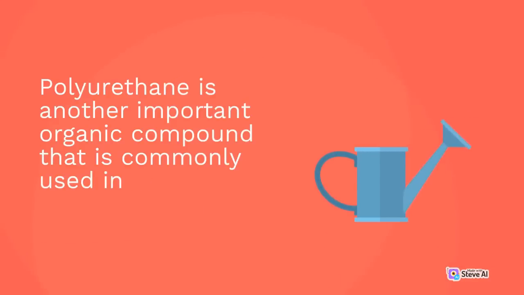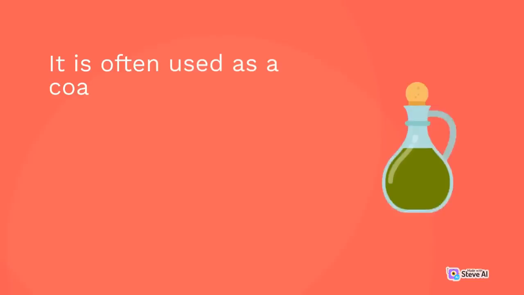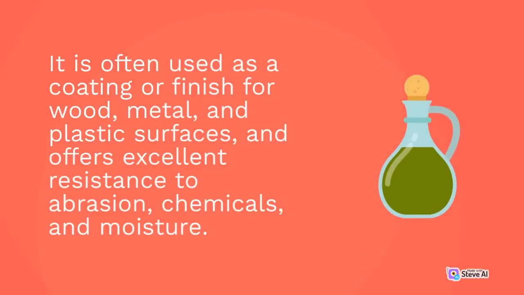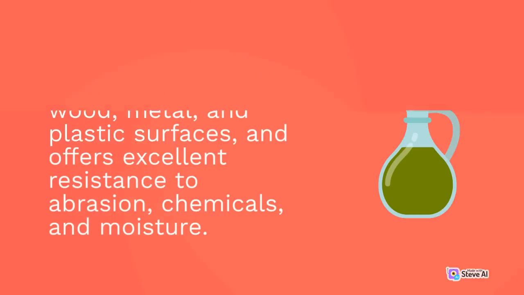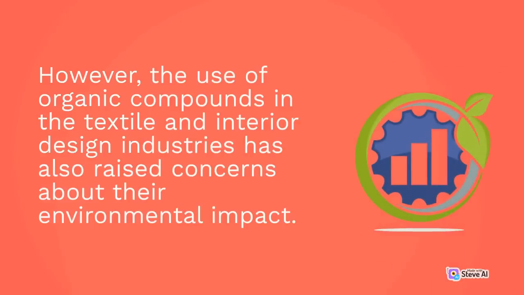Polyurethane is another important organic compound that is commonly used in interior design applications. It is often used as a coating or finish for wood, metal, and plastic surfaces, and offers excellent resistance to abrasion, chemicals, and moisture. However, the use of organic compounds in the textile and interior design industries has also raised concerns about their environmental impact.